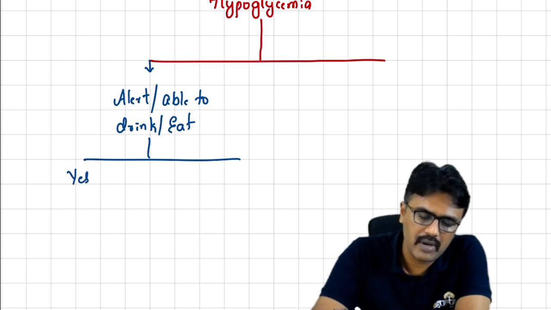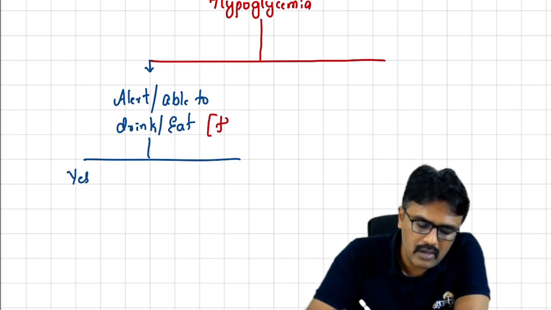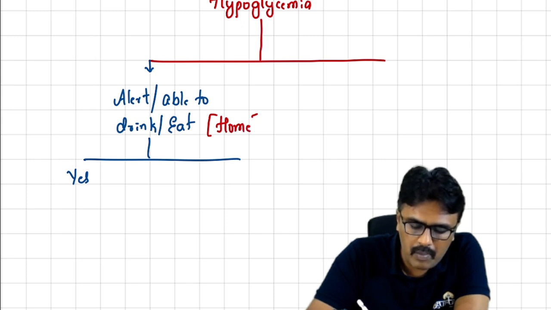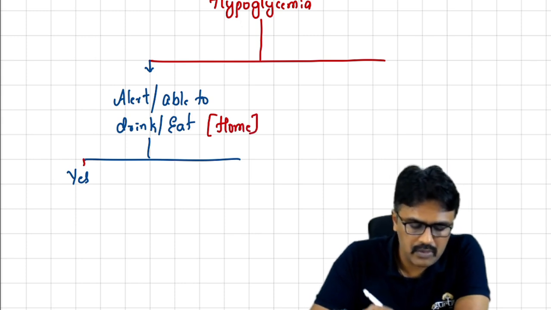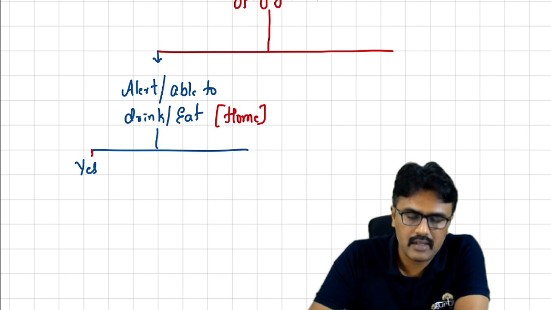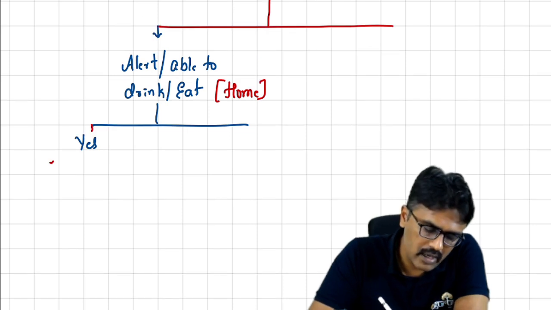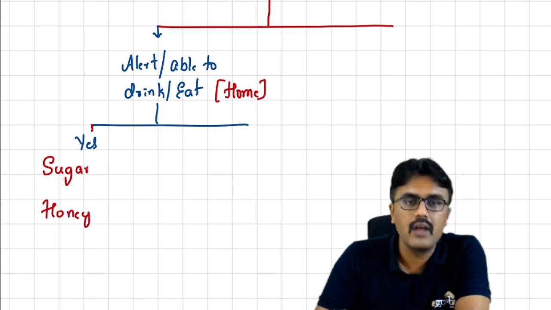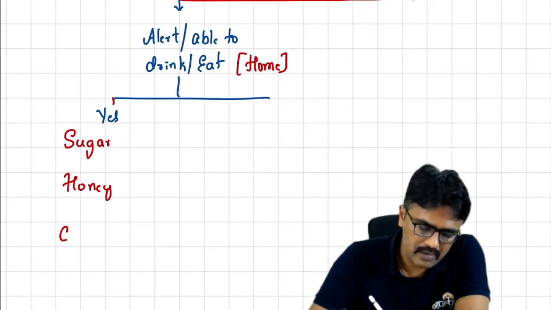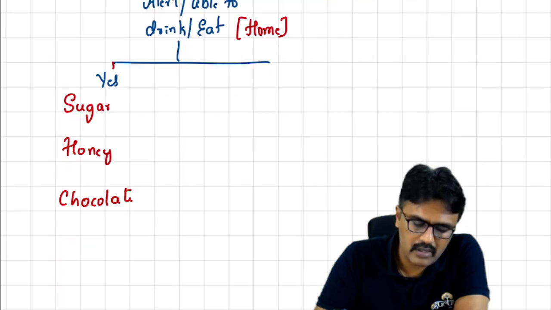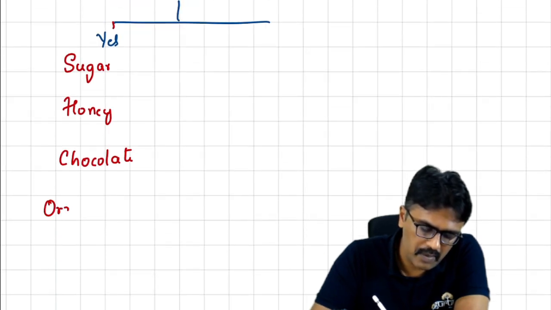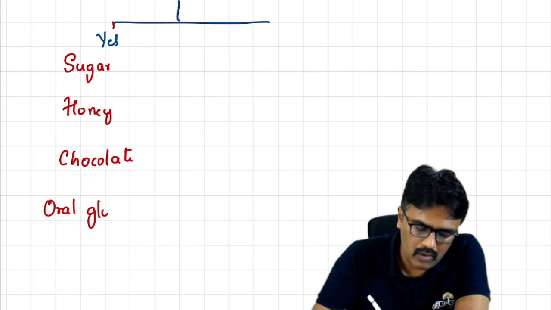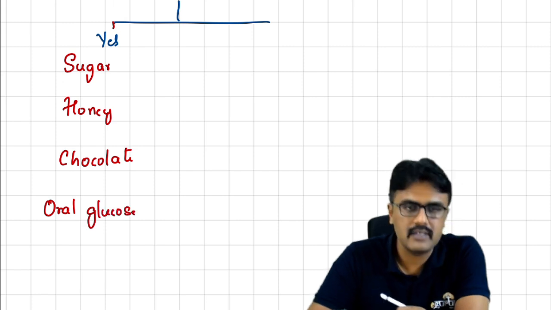usually hypoglycemia will be occurring at home. So what to do if the patient is at home? If he is able to drink or eat, he is alert, then you can give sugar, that is stable sugar. You can give him honey. You can also give him chocolate, or if there is availability of oral glucose, obviously you can administer oral glucose. This will combat this.